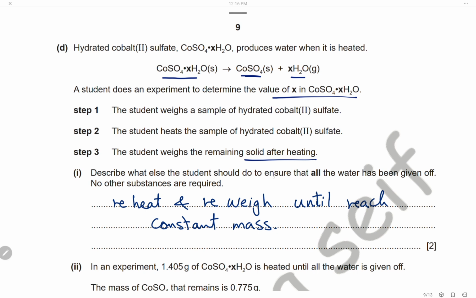Describe what else the student should do to ensure that all water has been given off, no other substance required. So we will not add any substance to know that water has been removed. We only need to make a check step that water has been removed. So the student has to reheat and reweigh until reaching constant mass. When we reach constant mass, this will be the mass of the anhydrous cobalt sulfate without water, and that's how the student can check that all water has been removed without adding any additional substance.